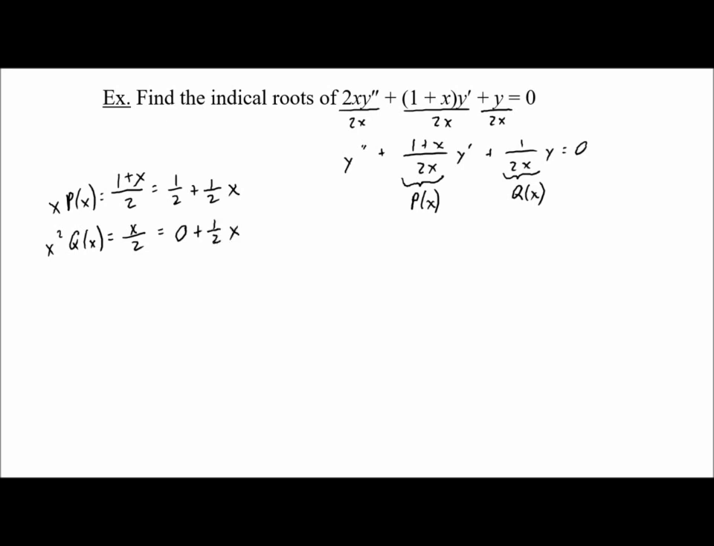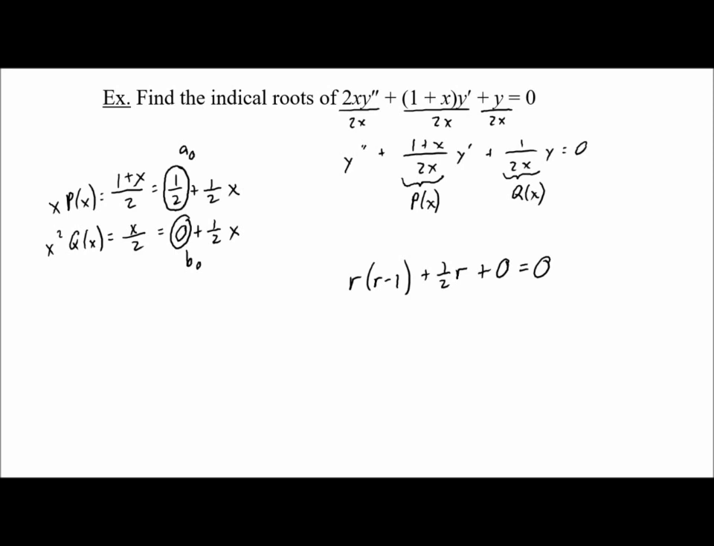Normally, of course, we wouldn't write the 0, but here's why we did that. This constant term is the a naught in my indicial equation, and the 0 is my b naught. So that my indicial equation becomes r times r minus 1 plus 1/2 r plus 0 equals 0. I'm using the a naught and the b naught.